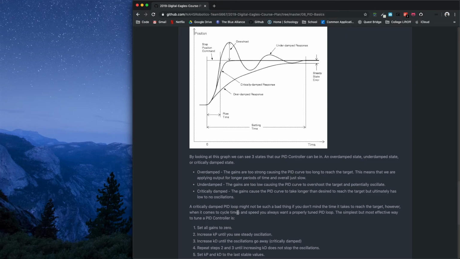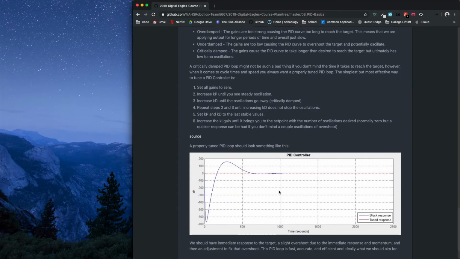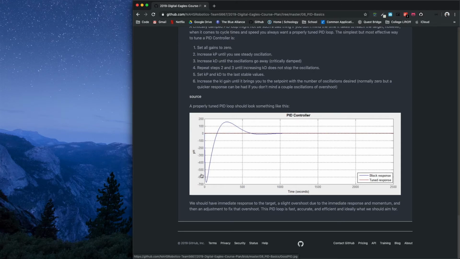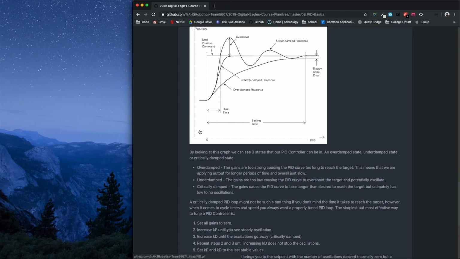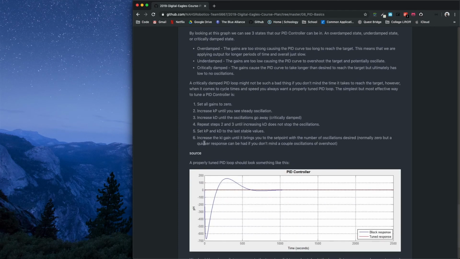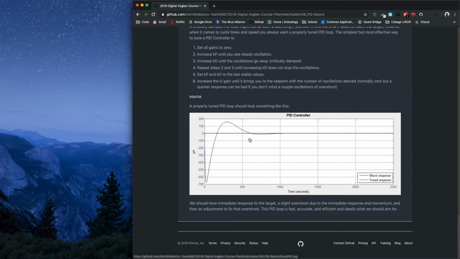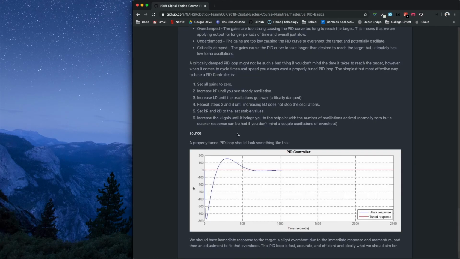And so a properly tuned PID loop should actually look like this, right? We have an immediate response, which causes slight overshoot, and then immediate correction for that overshoot. What this would essentially do is the elevator would rise up, slightly overshoot, and then slow back down, and then go back down slowly. That is essentially what we want it to look like. That would be the ideal situation. And so how do we get there?